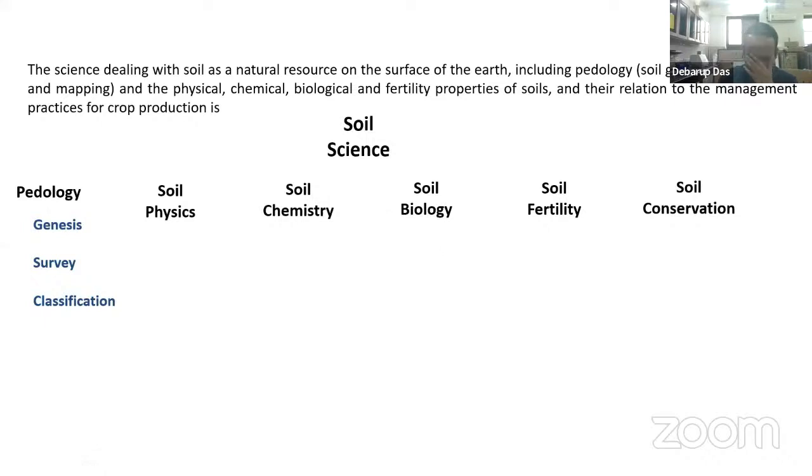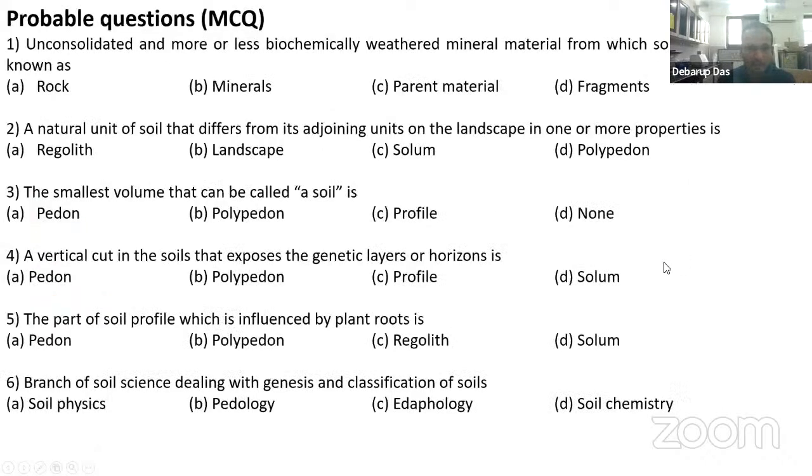both any living organism residing in soil will be dealt with. Soil fertility, mostly the nutrient availability part, nutrient availability to plants. What are the conditions of the soil that will support different kinds of crops? All those things will come under soil fertility. Soil conservation, that means protecting the soil from, say, erosion, runoff, and all those things. So these are the branches of soil science. So this is all about the first part. And these are the probable questions. Can you see these probable questions?